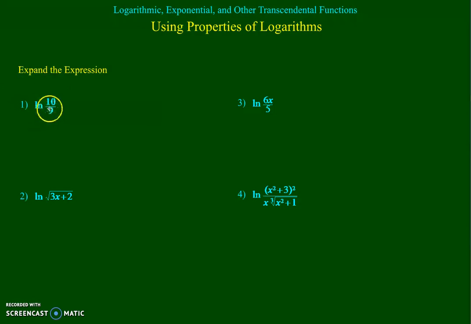Now here in number 1, we have the natural log of a quotient. So we're going to use the quotient rule. The natural log of 10 divided by 9 is just the natural log of 10 minus the natural log of 9. Alright, so that was a pretty straightforward one. Let's now consider 2. Go ahead and pause the video, and I'll pick it up in a second.